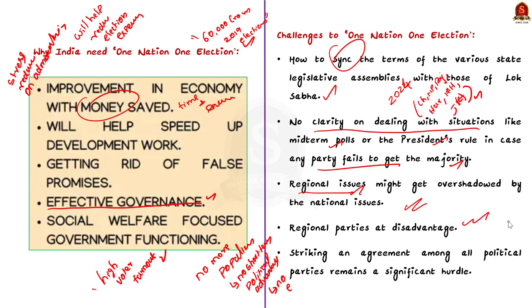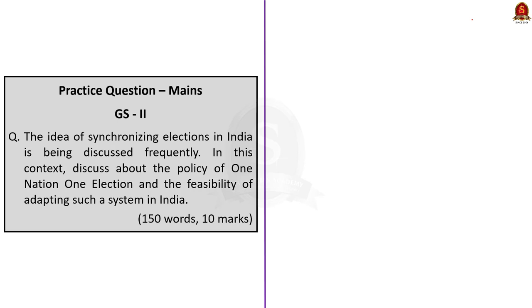Finally, striking an agreement among all the political parties remains a significant hurdle. The process might be time-consuming, and if the BJP government loses in the 2024 Lok Sabha election, no one can assure that talks of one nation, one election will come into implementation. These are some of the hurdles faced in the implementation of one nation, one election. All we can do is wait till the one nation, one election committee makes a recommendation regarding this. So that's all regarding this discussion.